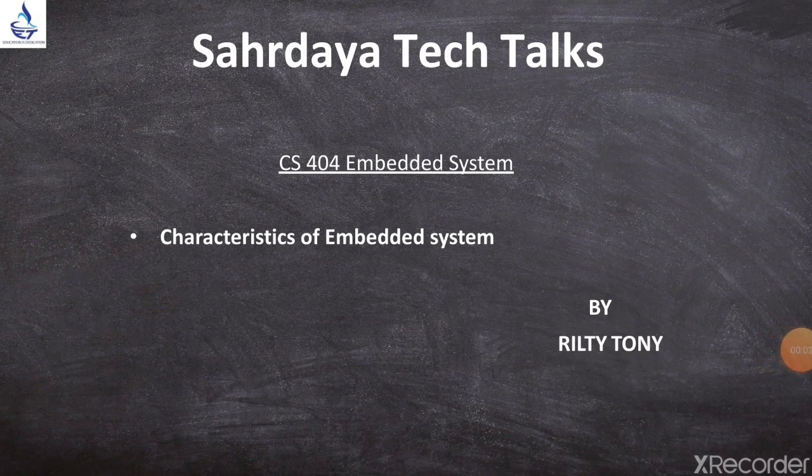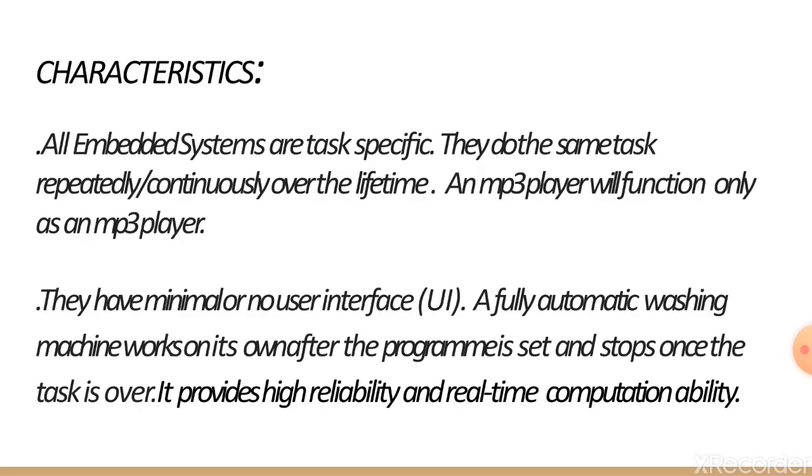In this video, we are going to discuss the characteristics of the embedded system. All embedded systems are task specific. They do some task repeatedly or continuously over the lifetime. Consider an example of an MP3 player, which will function only as an MP3 player and has only a minimal or no user interface. Or consider a fully automatic machine that works on its own after the program is set and stops once the task is over. It provides high reliability and real-time computation ability.